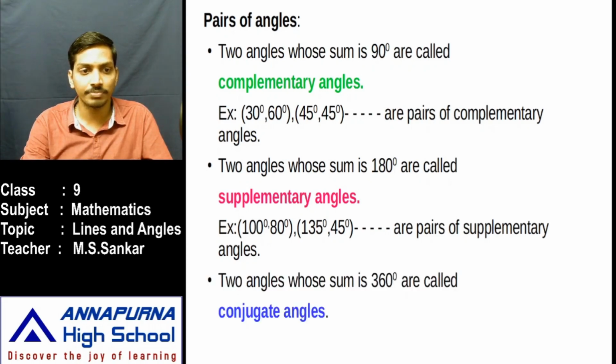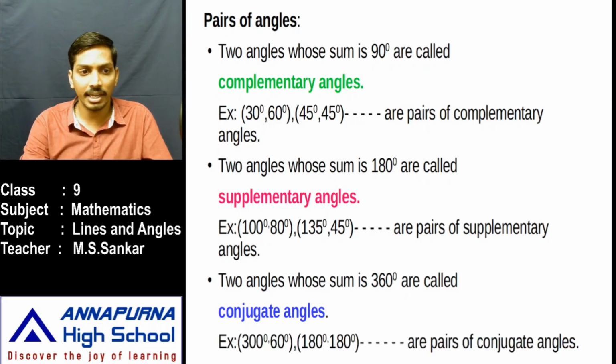Next definition, what are conjugate angles? Two angles whose sum is 360 degrees are called conjugate angles. Example, 300 degrees and 60 degrees, whose sum is 360 degrees. So the two angles 300 degrees and 60 degrees are conjugate angles. Next example, 180 degrees and 180 degrees, whose sum is 360 degrees, are called conjugate angles.